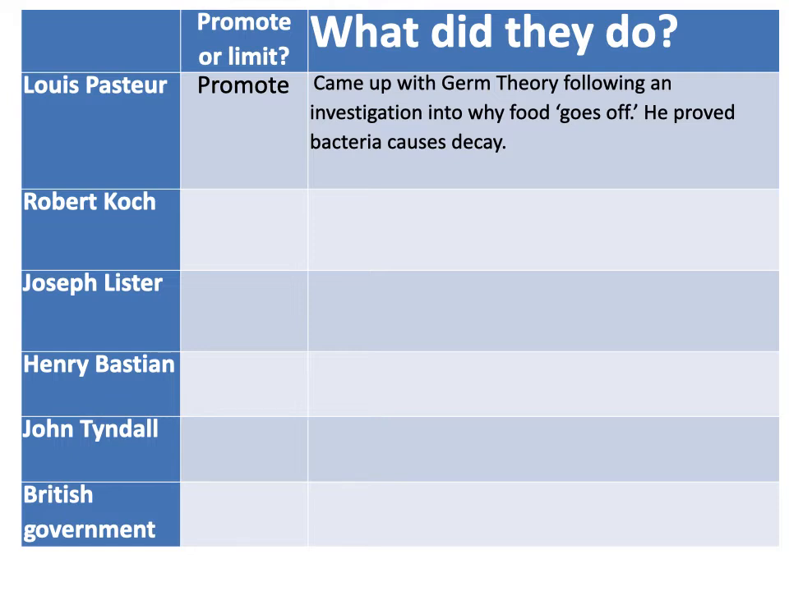Dr. Henry Bastian, however, limited germ theory. He was a vocal critic of germ theory and used his considerable power as one of the most powerful doctors in the country to promote spontaneous generation instead.